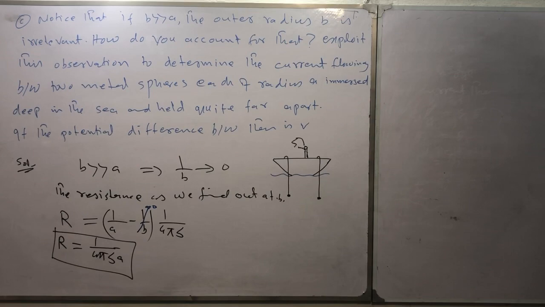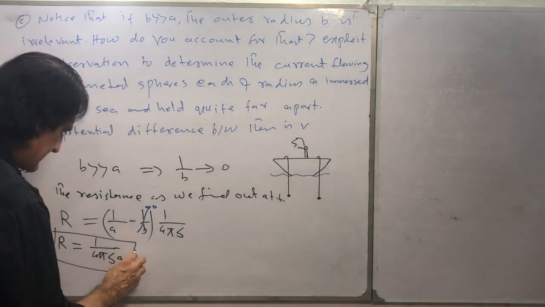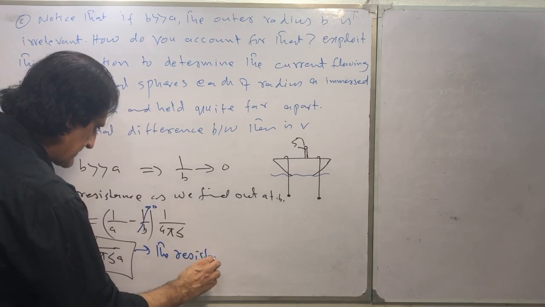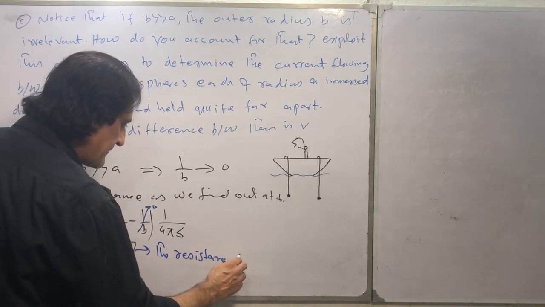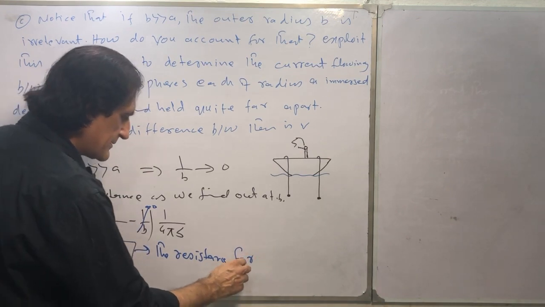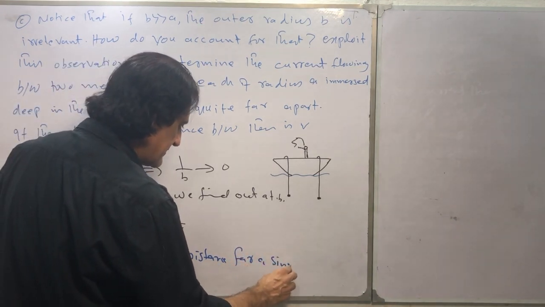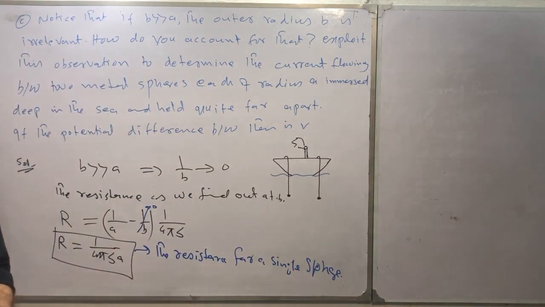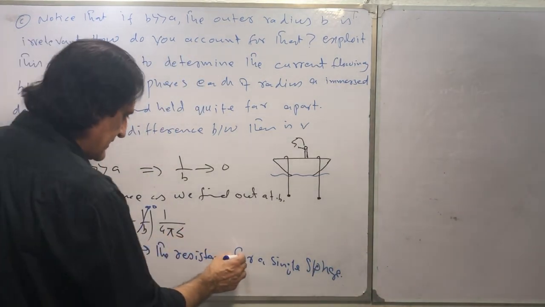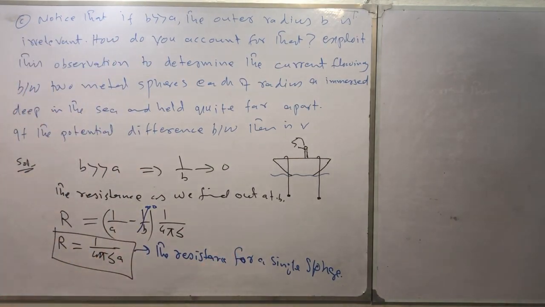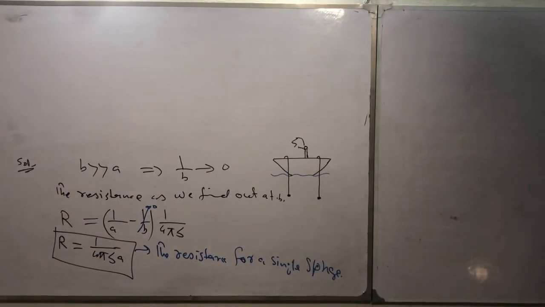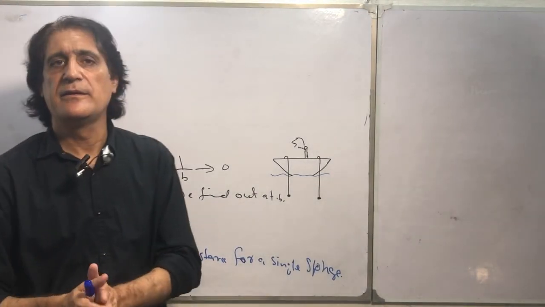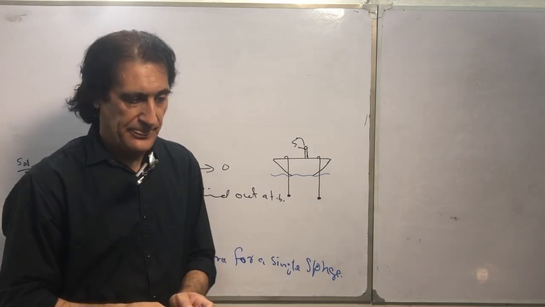This is the resistance for a single sphere, because B is very large. So this is the resistance for a single sphere, when B is very much larger than A.